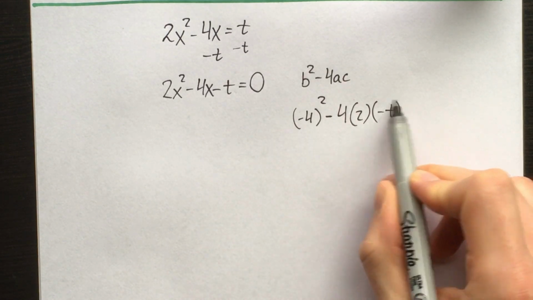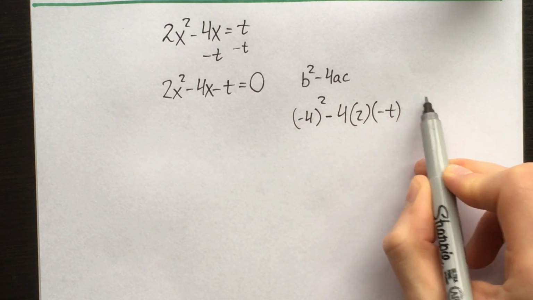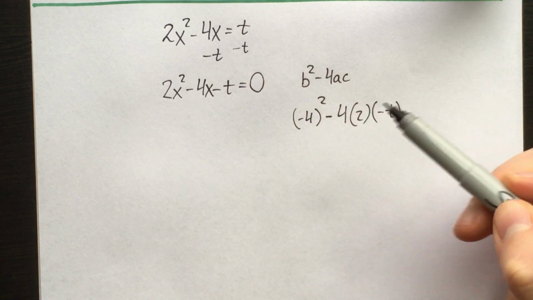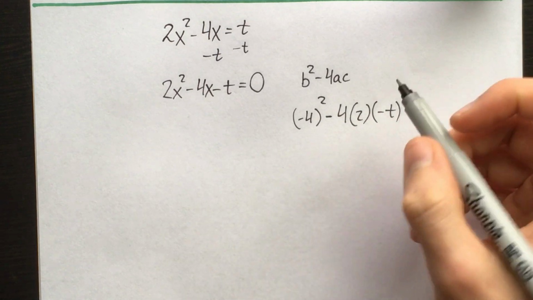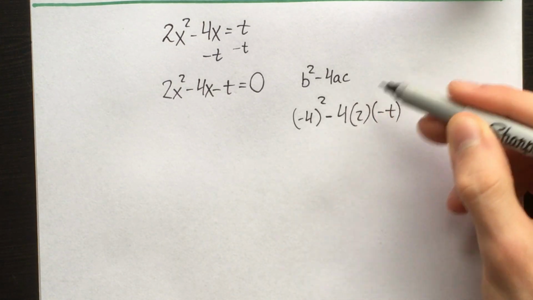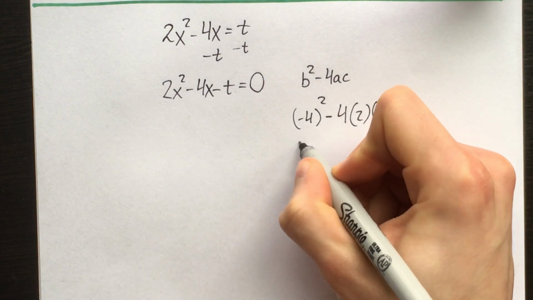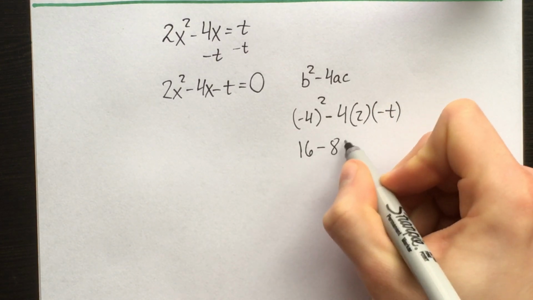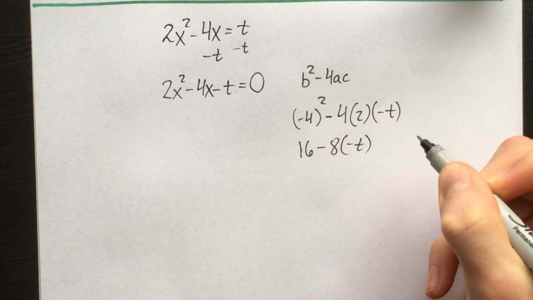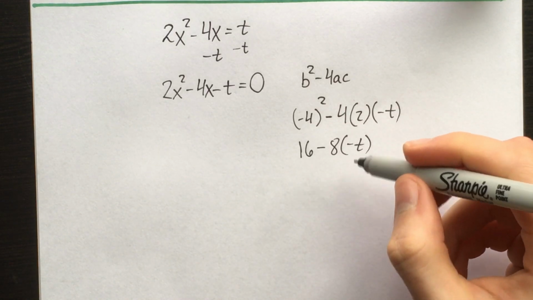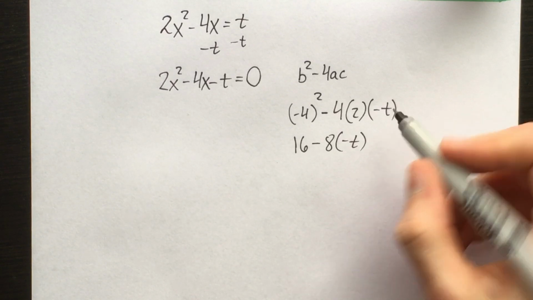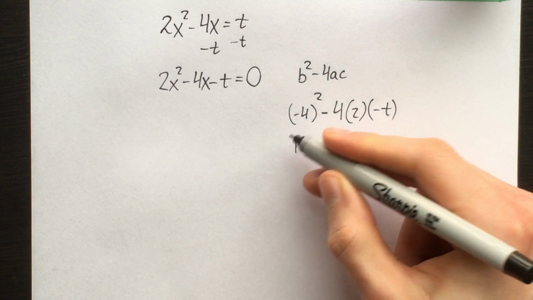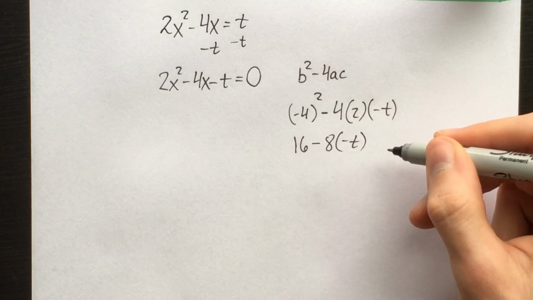We want to make this less than 0 so that this equation will have no real solutions. So again, because we want the discriminant to be less than 0, working this out a little bit, this is 16 minus 8 times negative t, right? So if we want this to be less than 0, we need this to be basically bigger than 16. So it's 16 minus some number that's bigger than 16, right?